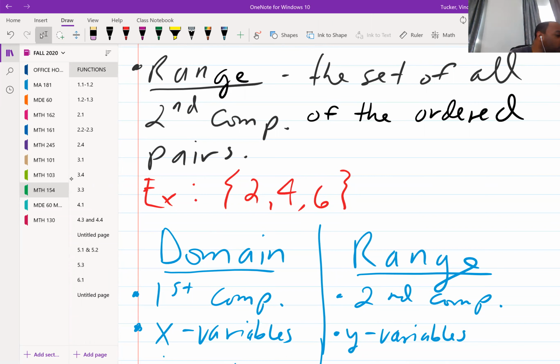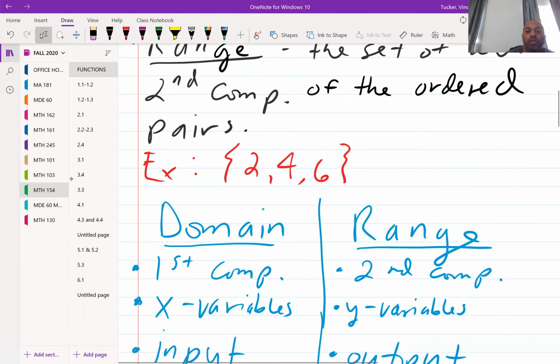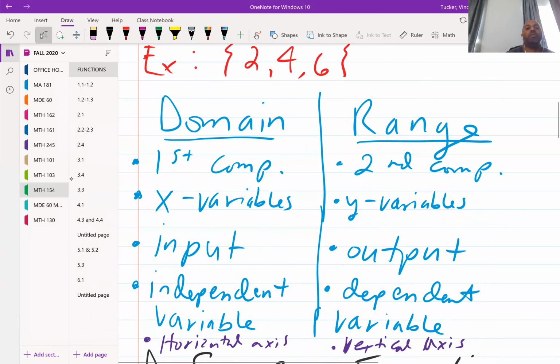Make sure everybody's good with the range. Next, we're looking at a comparison of the domain and range, first component versus second component, vice versa, that type of thing in a second. Just want to make sure everybody got the range down. All right, we good? Okay.